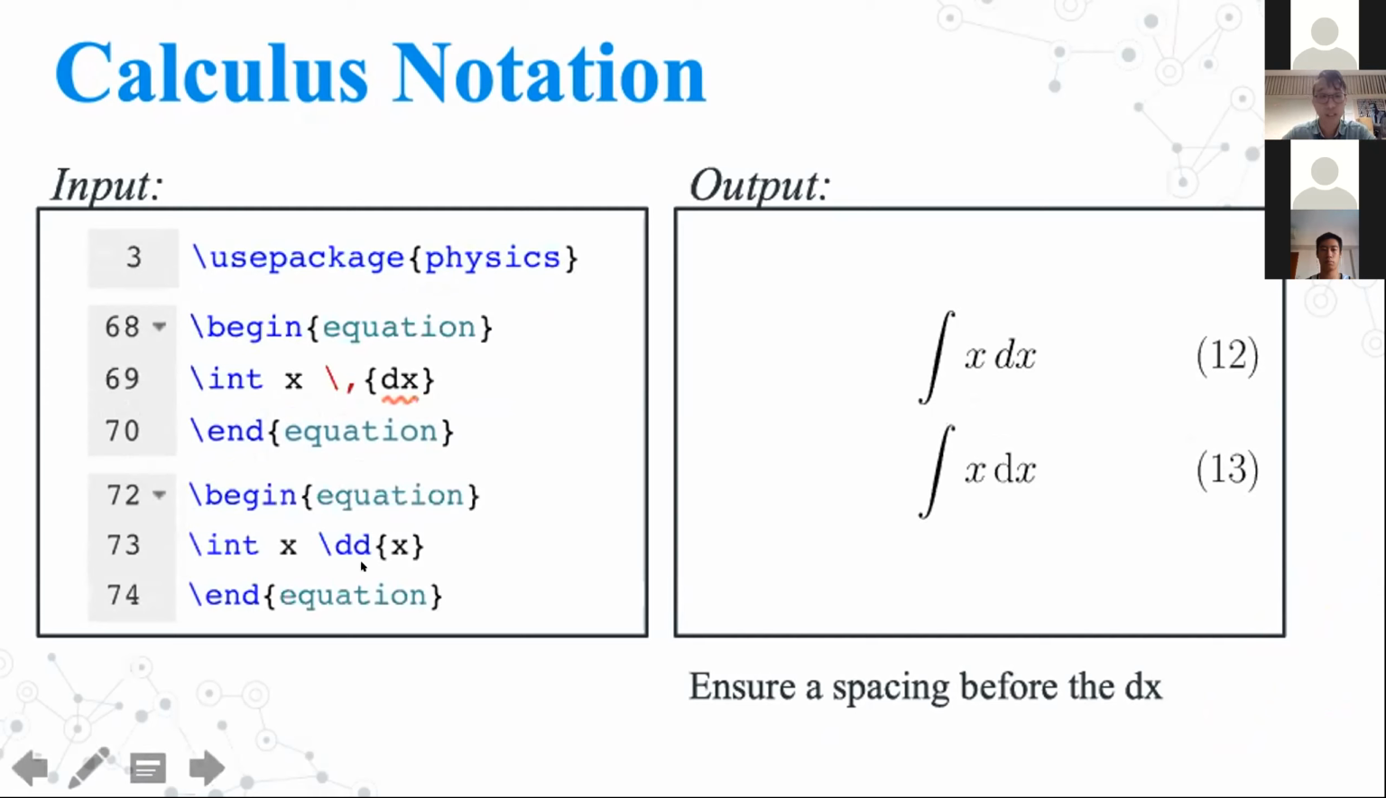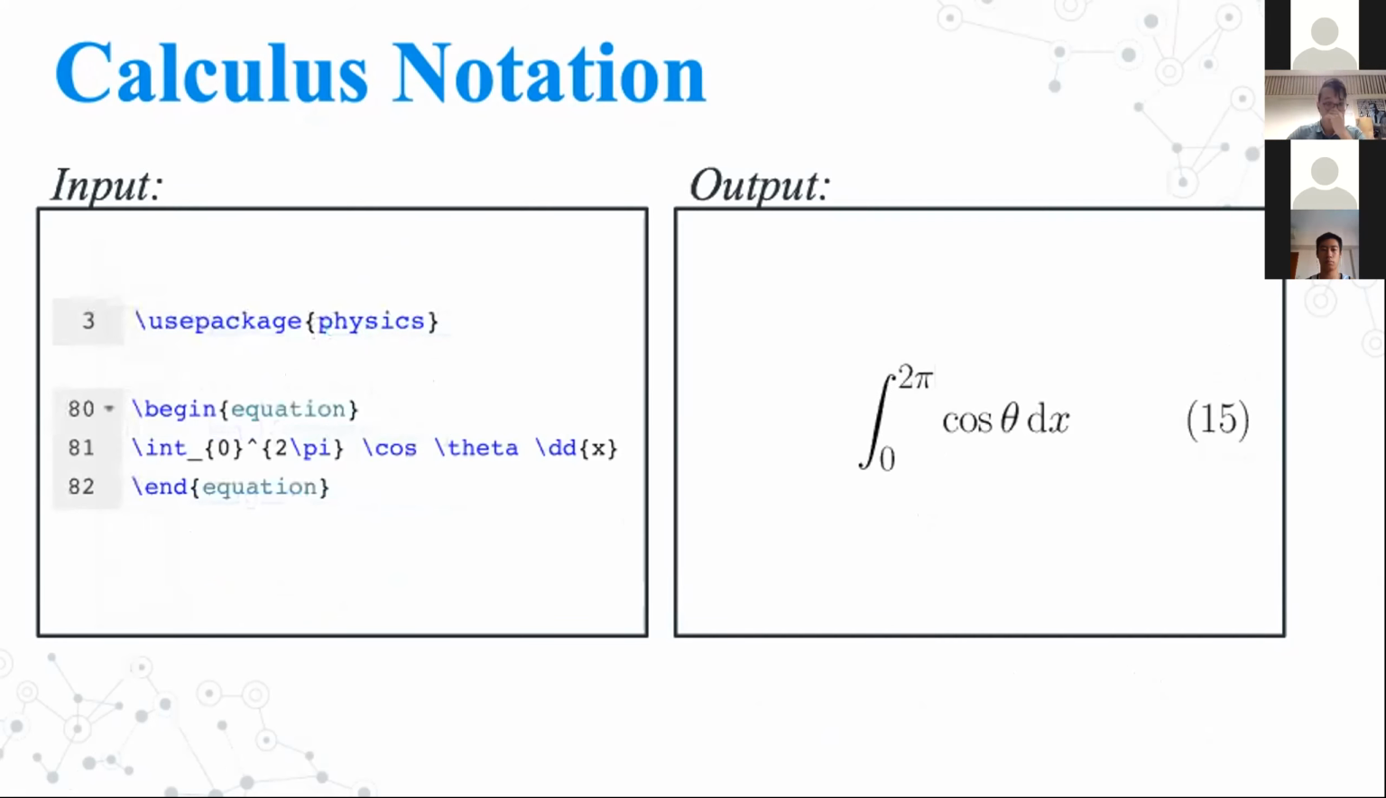Otherwise, you can use the physics package. In the physics package, instead of dv or pdv, you can do backslash dd. So backslash dd x gives you this dx, which is honestly nicer than this. Okay.